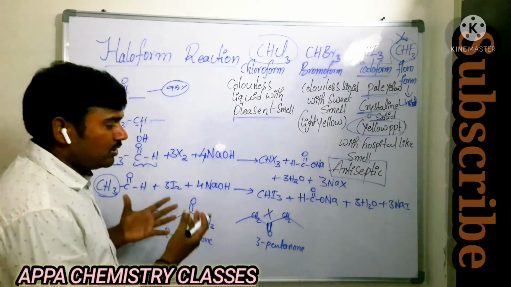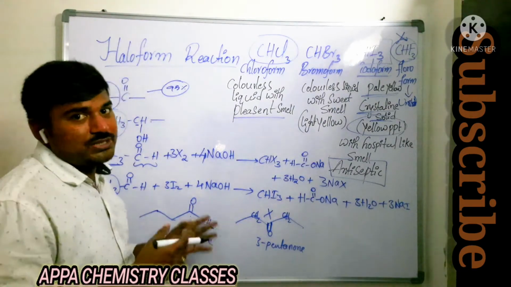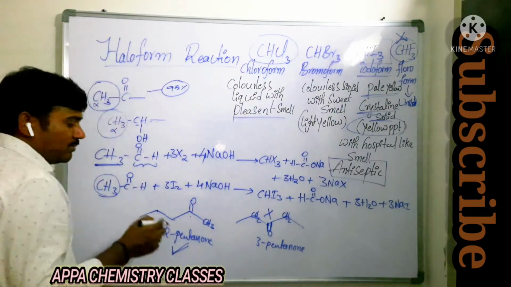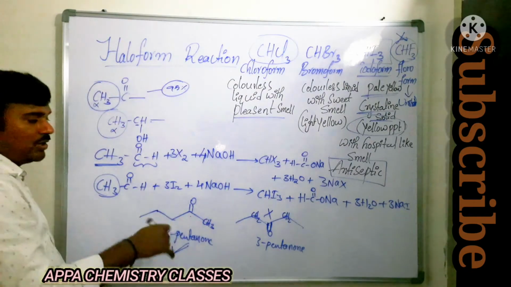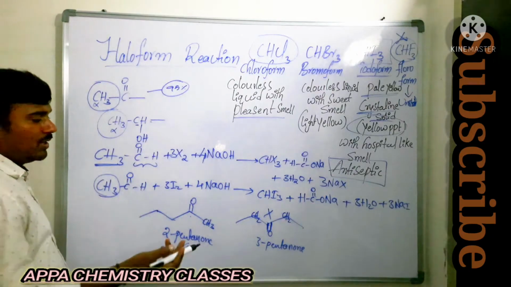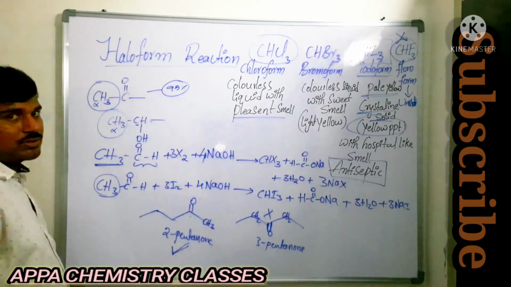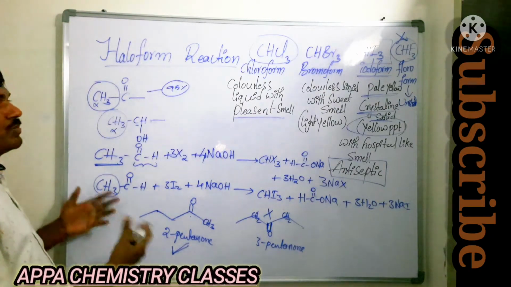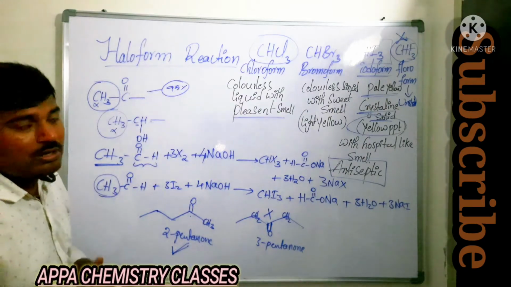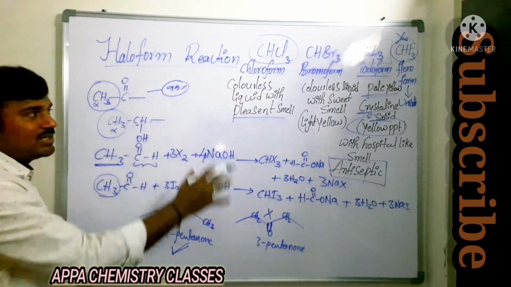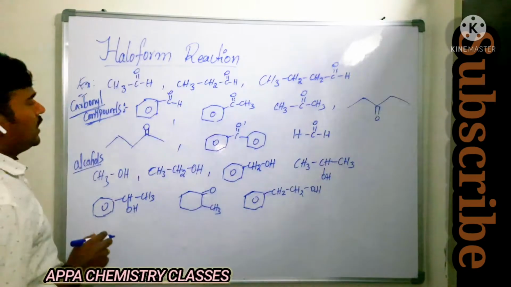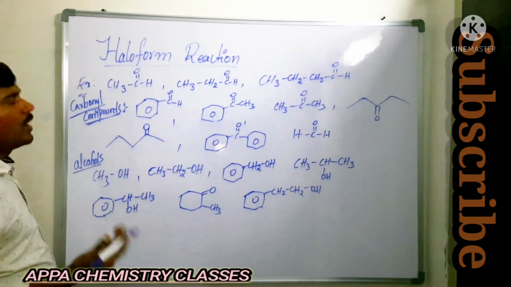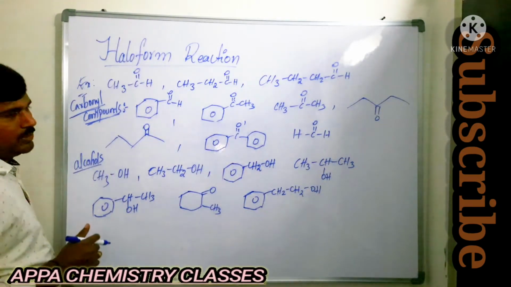This is one of the important questions which is asked repeatedly in examinations. Okay? So 2-pentanone and 3-pentanone are separated by the iodoform reaction. Now, which types of compounds participate in the iodoform reaction, and which do not? We will see a list of examples now, showing which types of compounds participate in the haloform reaction.